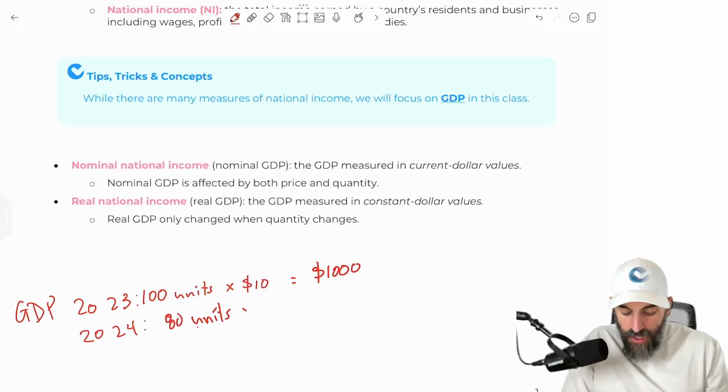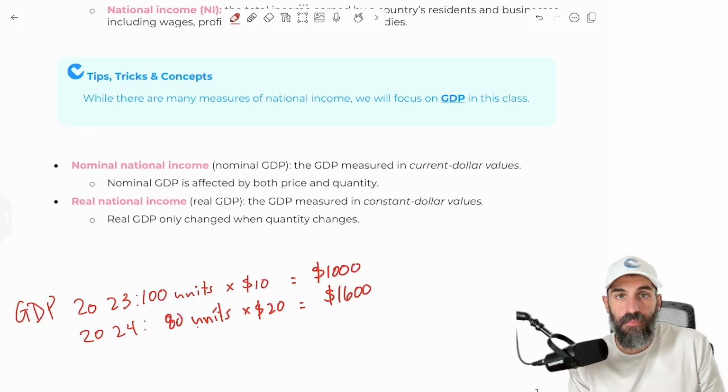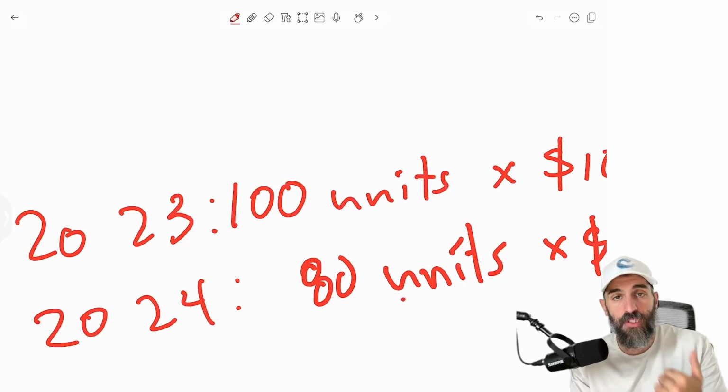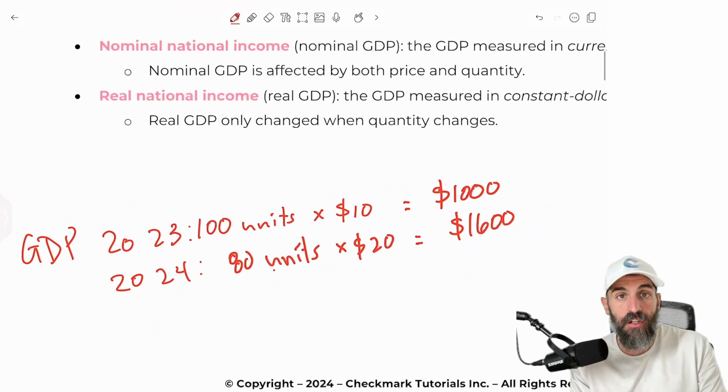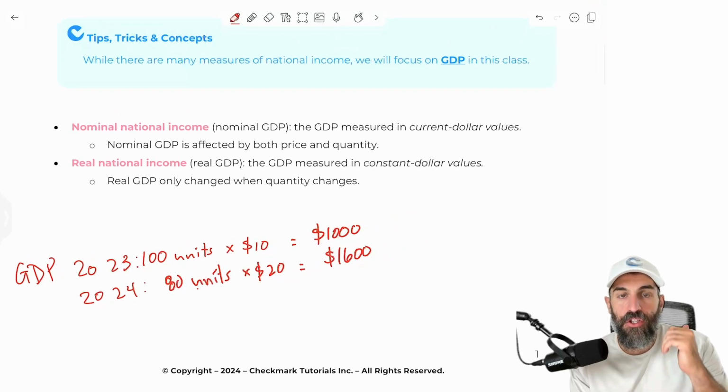But because of inflation, let's say this went up to $20. Well, now your nominal GDP is 1,600. It went up. But we're actually doing worse. Our country is producing fewer goods than it was before. So we've actually shrunk from a production standpoint. And that's the problem with the nominal GDP.